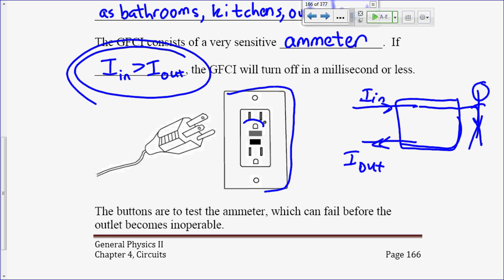You have these buttons. I'll show you this in just a second. These buttons are used to test the ammeter. That ammeter can fail. I don't know if y'all burn up any ammeters in the lab, but they're fairly sensitive and they can be damaged. And so you're supposed to check these like once every month. If you test it, it'll go off if it's okay, and then you reset it and it comes right back on again.